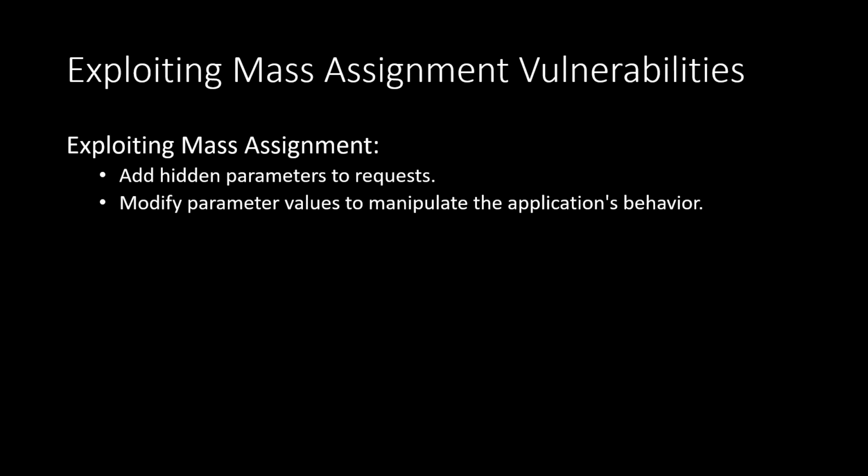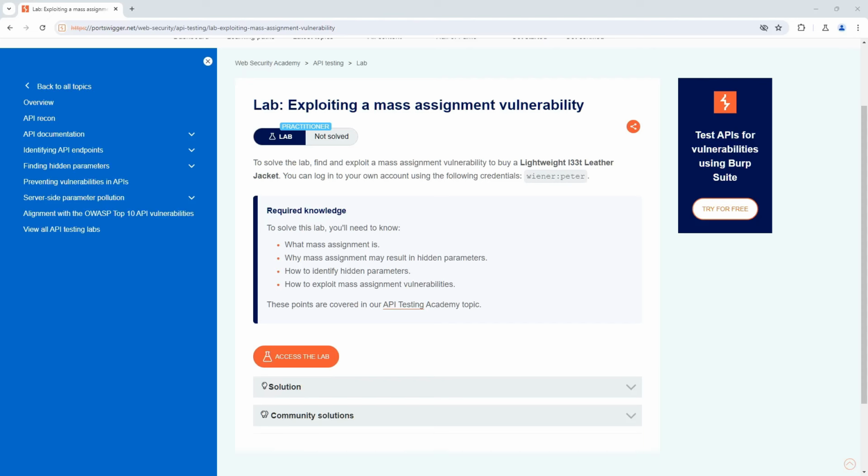To exploit mass assignment vulnerabilities, add hidden parameters to your requests and modify their values to manipulate the application's behavior. By doing so, you can achieve unauthorized actions such as applying discounts, changing user roles, or bypassing security checks. Let's now demonstrate how to solve this lab by exploiting a mass assignment vulnerability to buy the lightweight Elite leather jacket at a manipulated discount.